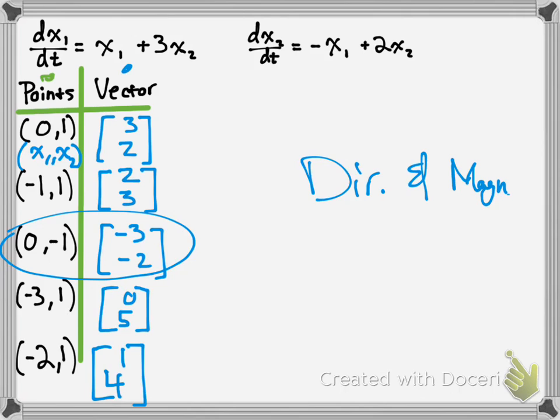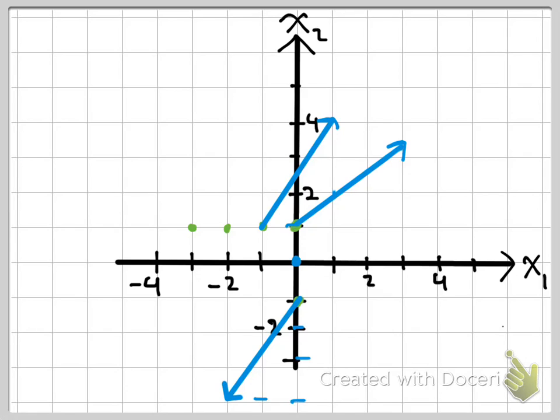Okay, now we have -3, 1, and our vector is 0, 5. So -3 and 1 is here. If we're going 0 in the x1 direction, that means we stay. And if we go up 5 in the x2 direction, it's literally a straight line vertically. So boom, up 5 for now. There you go.